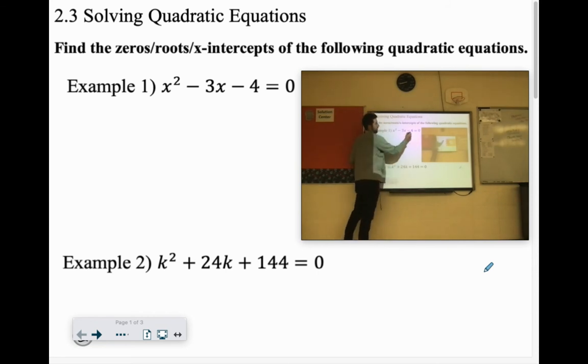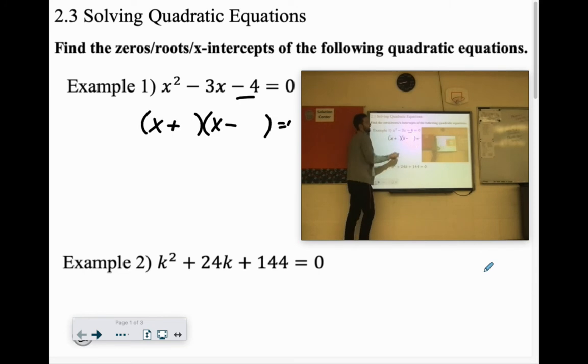So if we look, it ends in minus 4. I know that means it has to be 1 plus and 1 minus. The factors of 4 could be 1 and 4 or 2 and 2. Which set is 3 apart? The 1 and the 4. So to make it add up to negative 3, it has to be negative 4 and plus 1. So here's the equation factored.